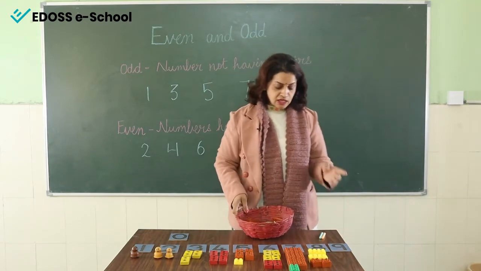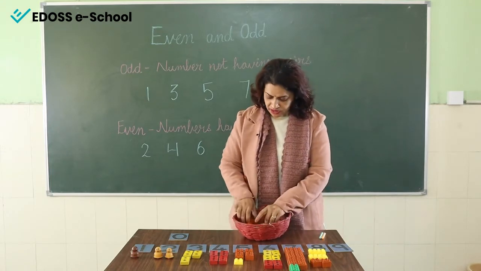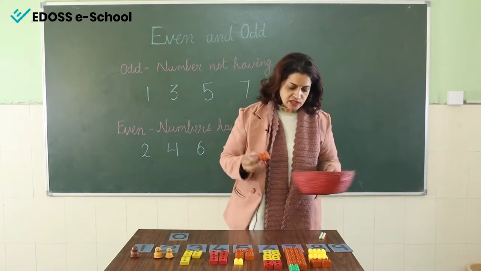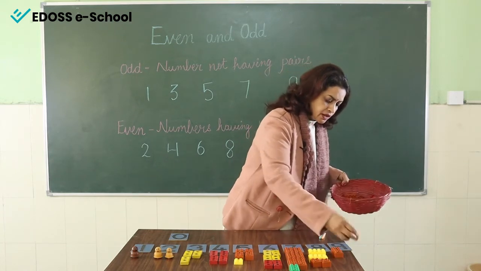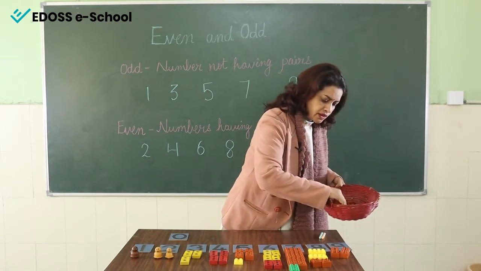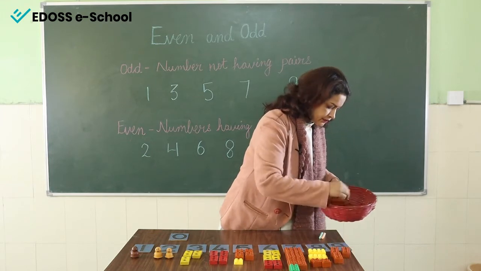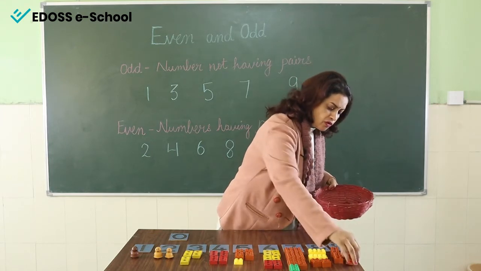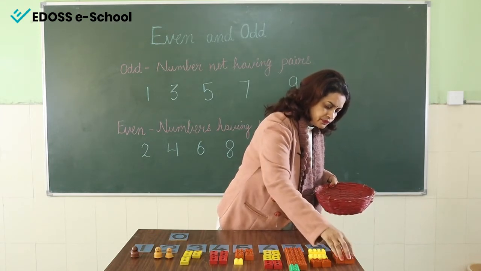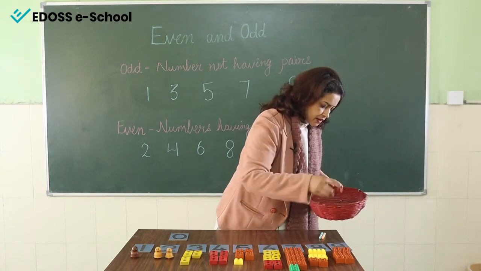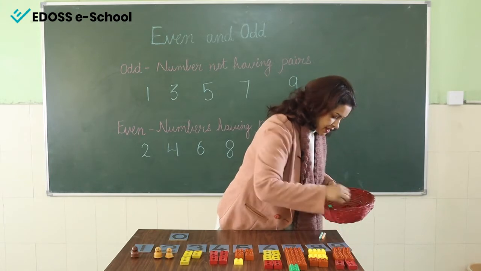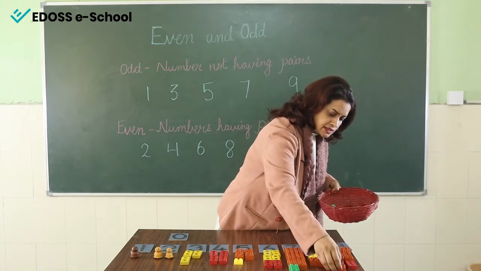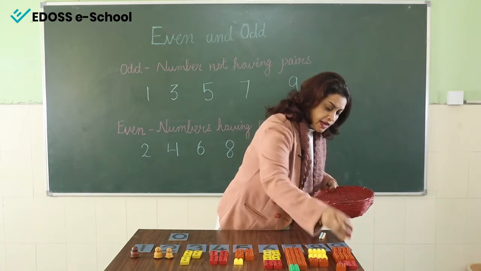And let us count now for 9. Let me see if I have 9 objects with me. Okay, let me adjust. Okay, 1, 2, 3, 4, 5, 6, 7, 8.